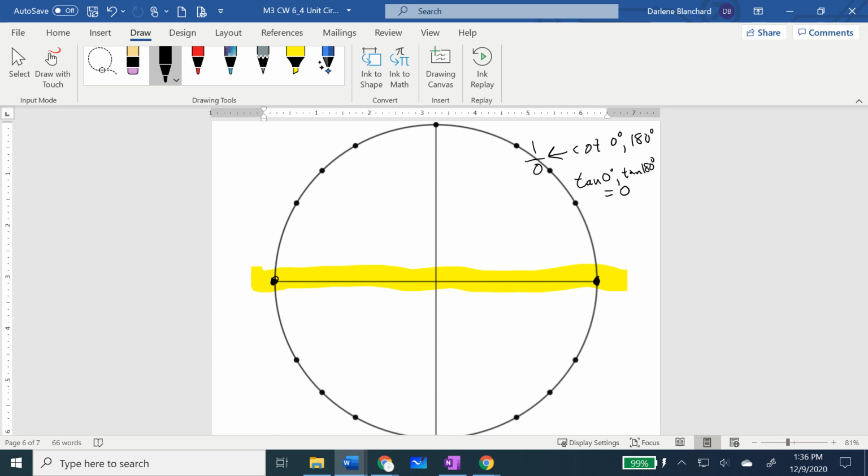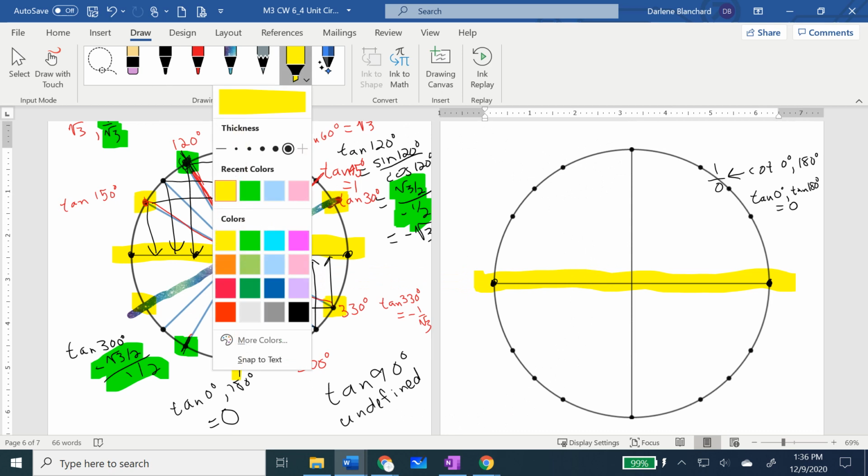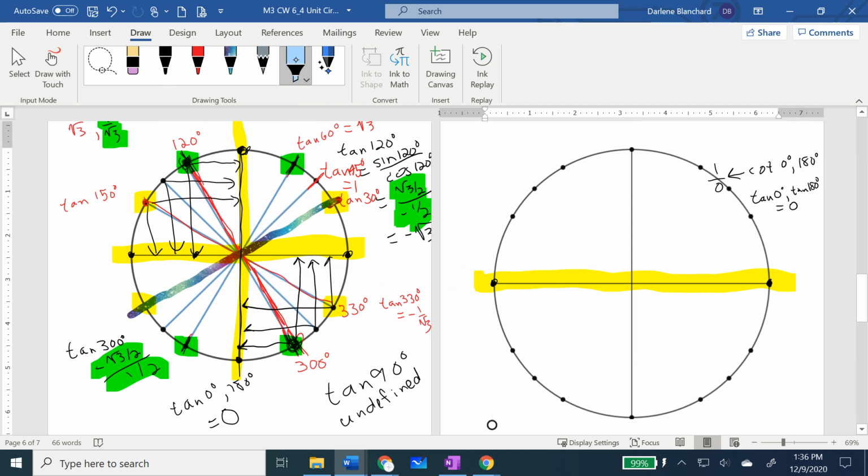Tangent is 0. Where you have an undefined slope, that's where tangent is undefined, but that's where cotangent is actually 0, because cotangent is actually the x coordinate divided by the y coordinate, because cotangent is cosine over sine.